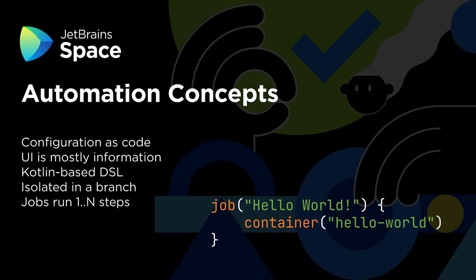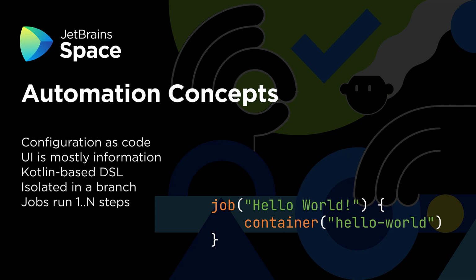That's really nice because that means everything is isolated in a branch. So if your main branch has the automation for your production line of work, you can actually have different automation jobs running for different branches. If you're working on a feature branch and you have to add an additional automation job or additional steps to an existing automation job, you can do so because everything is isolated in a branch.